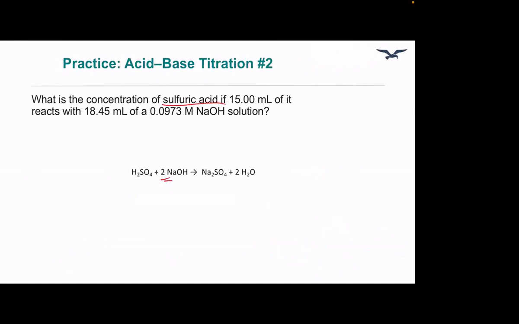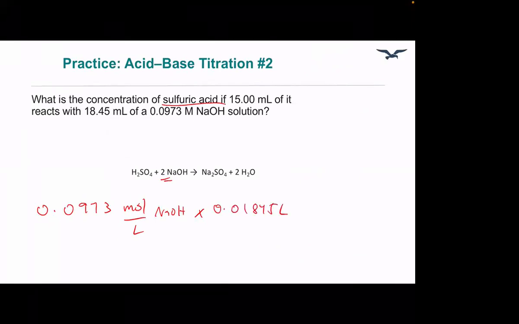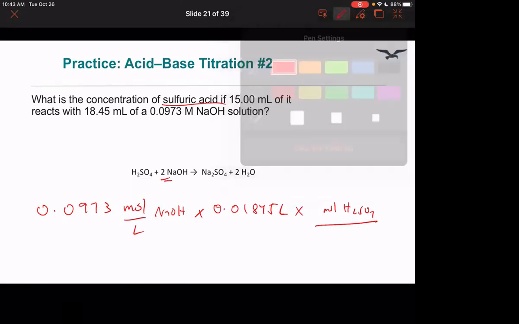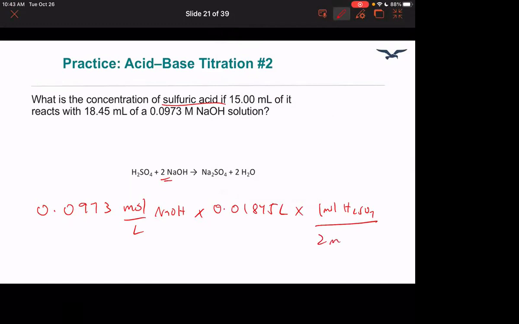So now you've got to say, okay, we have to do the same thing. We get started with molarity. So we've got 0.0973 moles per liter of sodium hydroxide times 0.01845 liters of sodium hydroxide times, I'm sorry, I did it backwards, 1 mole for every 2 of the other one. This is the stoichiometry part: 1 mole of H2SO4 for every 2 moles of sodium hydroxide, right? Times 15 mL, 0.015 liters. Sorry, that's really sloppy. I can't write when I'm standing sometimes.